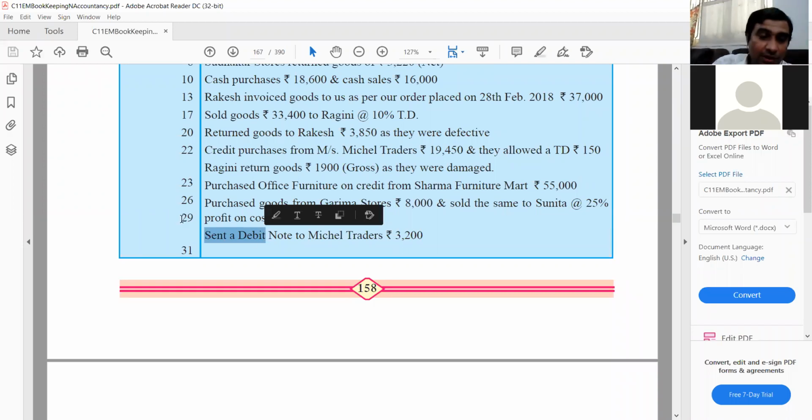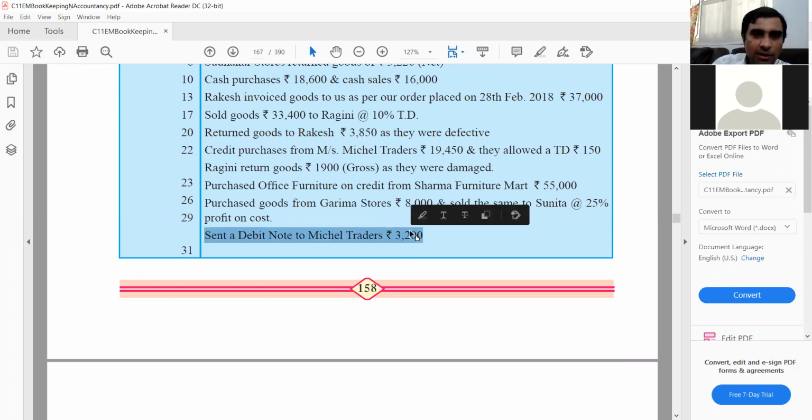Now, this is a very good question on accounts. There is no maths involved. There is no geography involved. It is a purely accounts question. Sent a debit note to Michael Traders. You debited Michael's account. Why? Because you returned goods to him, goods which you had originally purchased from him. If you have good knowledge of accounts, by reading this, you know it.